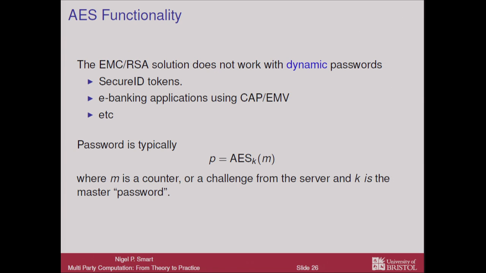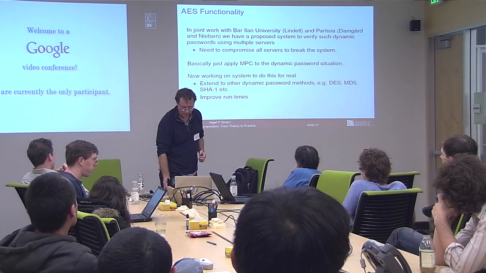So a dynamic password system typically would look like AES encrypt under some secret which is stored on the server and by the user of some stuff that's known by everybody. And the idea is if you produce the valid AES ciphertext, then you have access to the system, okay?